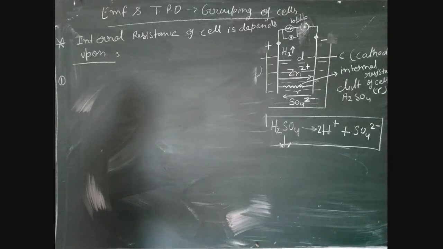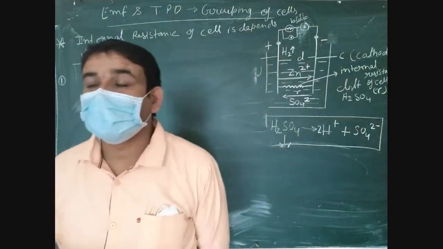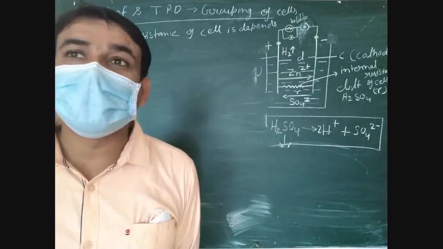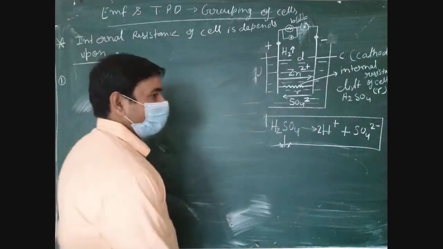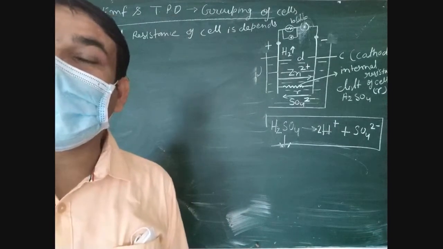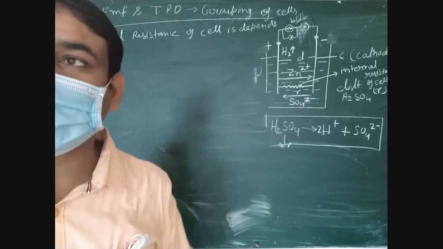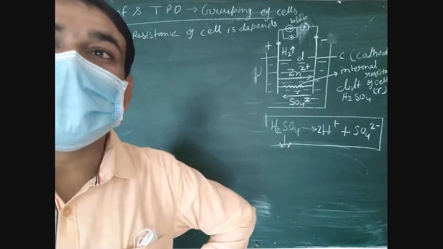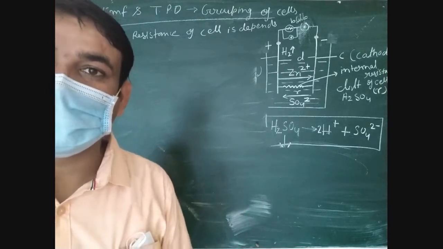Okay. Write a note. For a newly formed cell, the internal resistance is very small. As the cell is used, its internal resistance increases with more use of the cell.